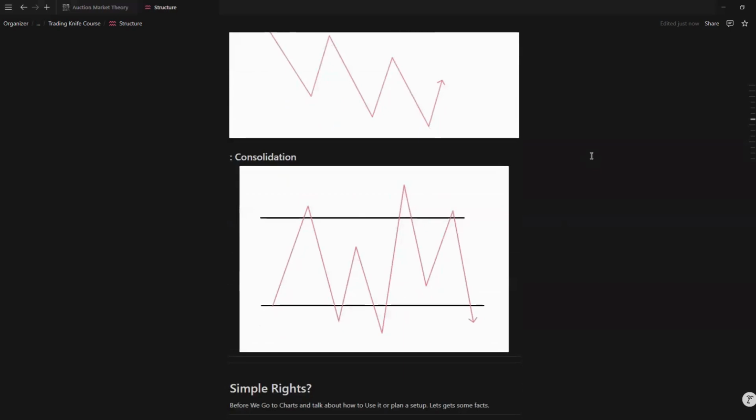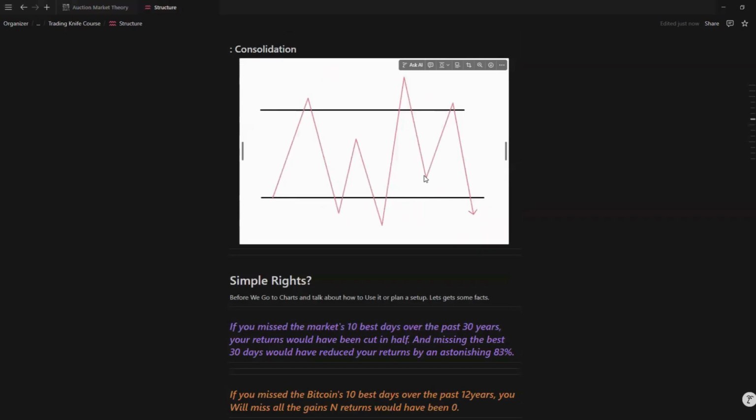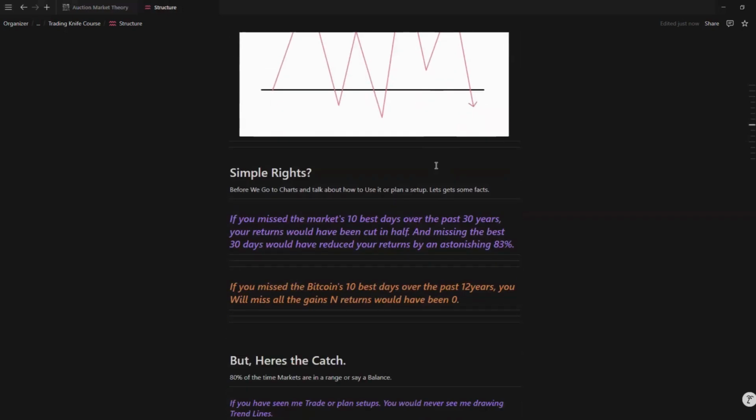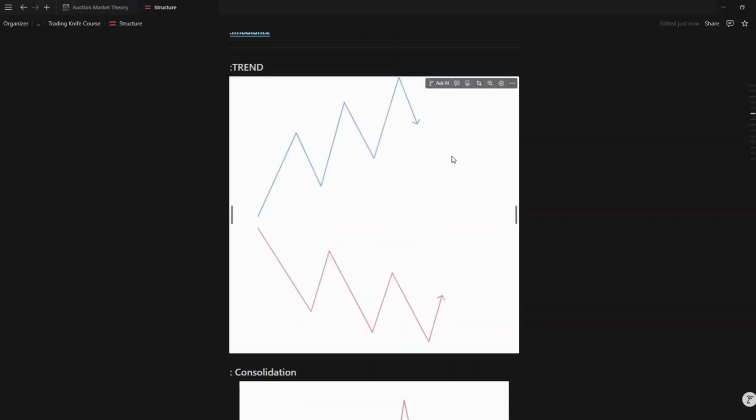This is very important, but you will misunderstand a lot of stuff if you read from old books which were written around 100 years back or so on. So I'll try to simplify it. All this looks simple, but there's more to it. Before we go to charts and talk about how to use it, or a plan or setup, let's get some facts straight. As you all know, I trade consolidation, I ignore trends.